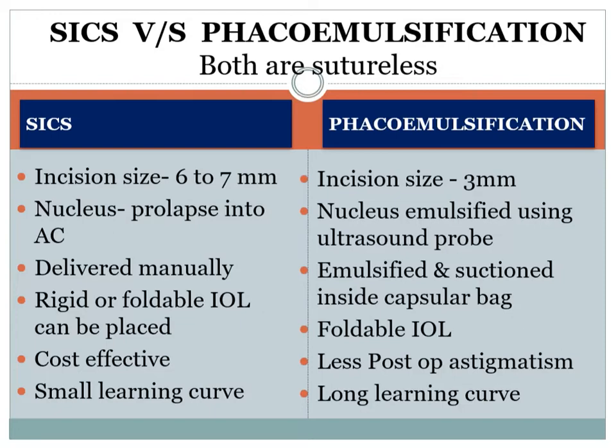So this is another very important difference between SICS and phaco. In case of phaco, you have to use foldable IOLs only. Whereas in case of small incision cataract surgery, you can use the rigid PMMA lens or foldable IOLs. Okay. So for the same reason, your manual small incision cataract surgery is very cost effective because you don't need foldable IOLs, you don't need a phaco machine, which is expensive, isn't it?